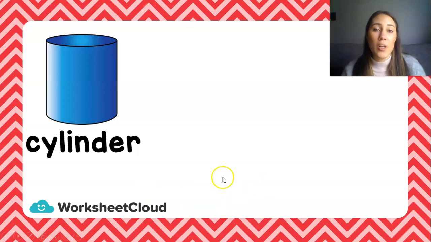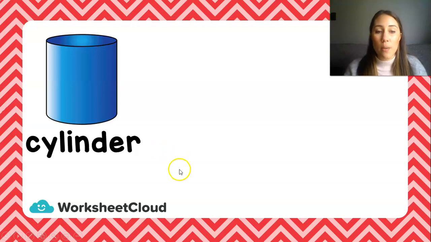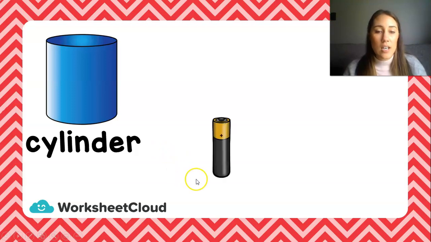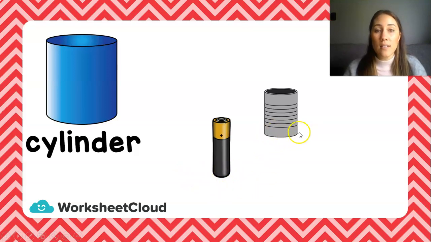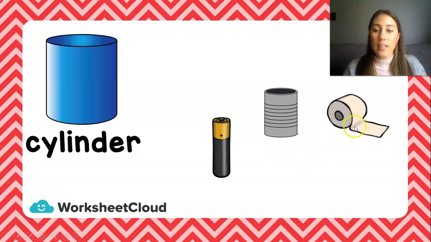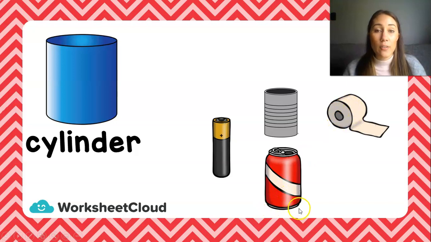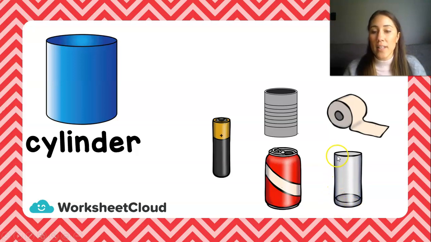Now, a cylinder is very popular. We might see it a lot at home, or we might see it a lot in the shop. A cylinder could also be a battery. It can be a tin, like tinned food, or a can. It can be a toilet roll. It could also be a can of cool drink, or it could be a glass. But just make sure that your glass has straight sides that go straight up, and isn't a glass that has curved sides that go out.